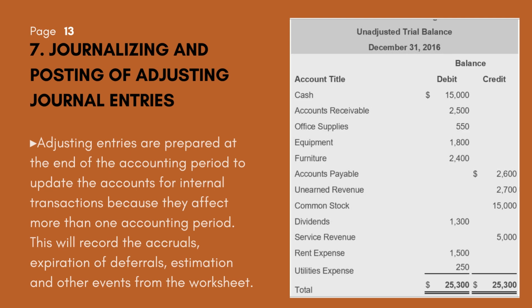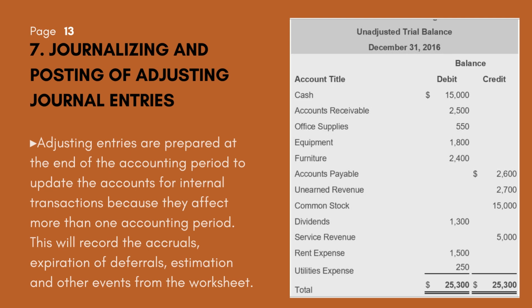Second is journalizing adjusting entries. Once the adjustments are identified, the next step is to record them in the general journal. Each adjusting entry consists of a debit and a credit to the appropriate accounts. The debit and credit amounts are determined based on the nature of the adjustment and the affected accounts.